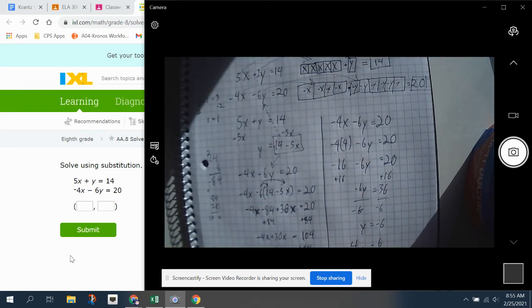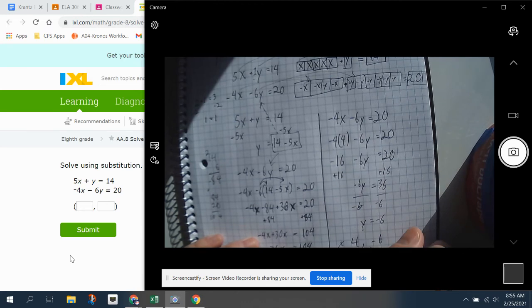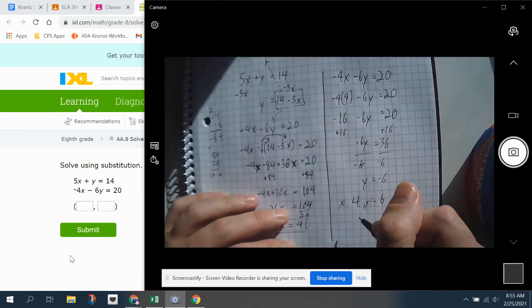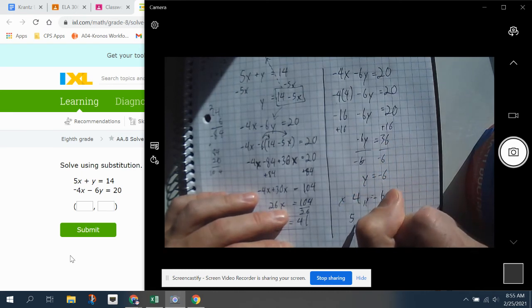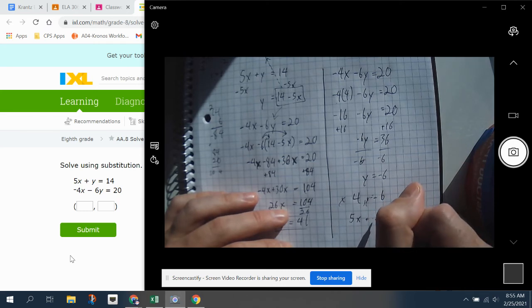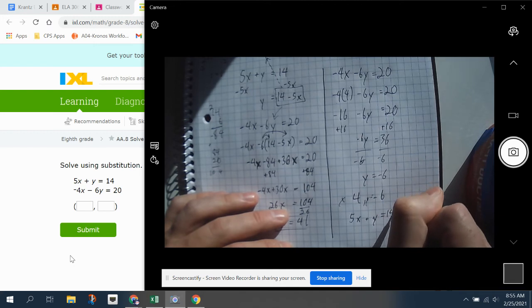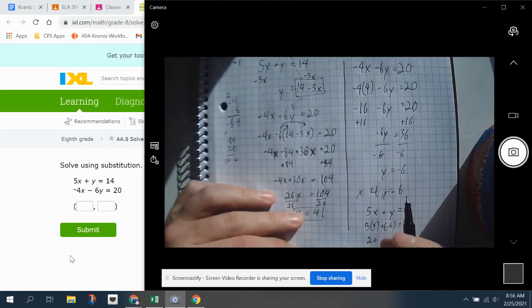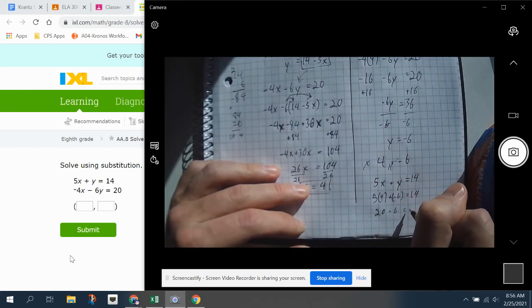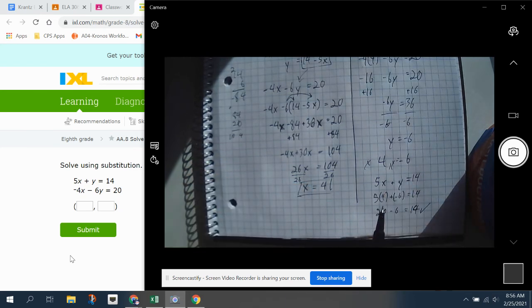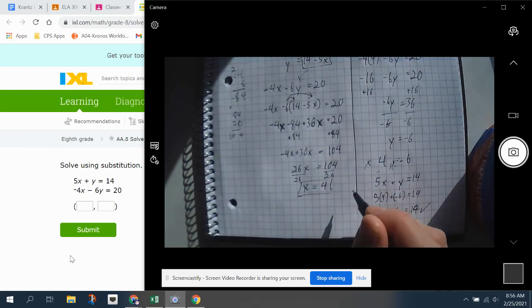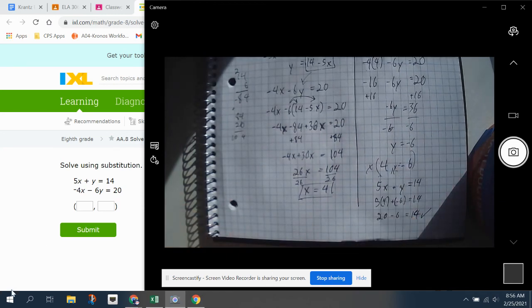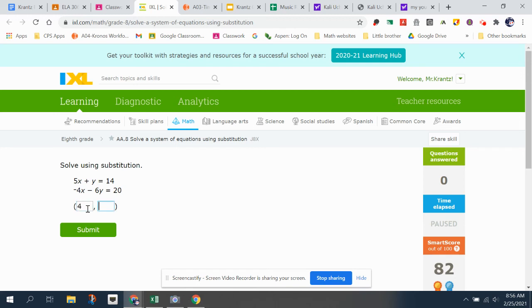Now I'm going to check it by substituting it back into one of my equations. So x equals this, y equals this. We had 5x plus y equals 14. So I'm going to do 5 times 4 plus negative 6 equals 14. 20 minus 6 equals 14. Check. This is the correct solution. So my answer is 4 and negative 6. You write it in parentheses with x coming first: (4, negative 6).